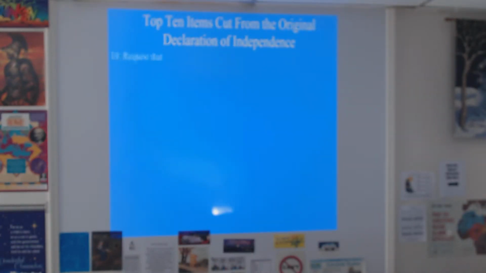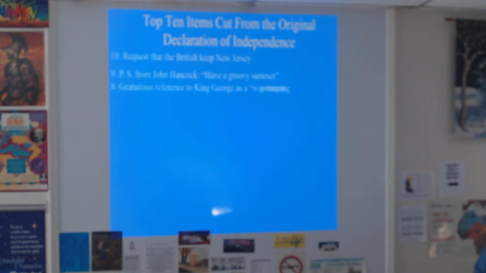Here we go. Number 10, the request that the British keep New Jersey. No, that's not right. We can't tell them to keep the jersey. No one wants the jersey. Number 9. P.S. From John Hancock, have a groovy summer. That's too personal, John. Can't do that. Number 8. A gratuitous reference to King George as a wig-marrying crumpet monkey. That's not nice to say.